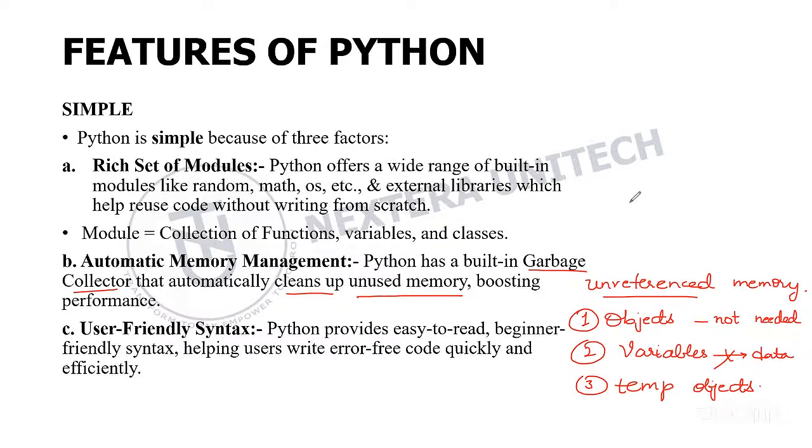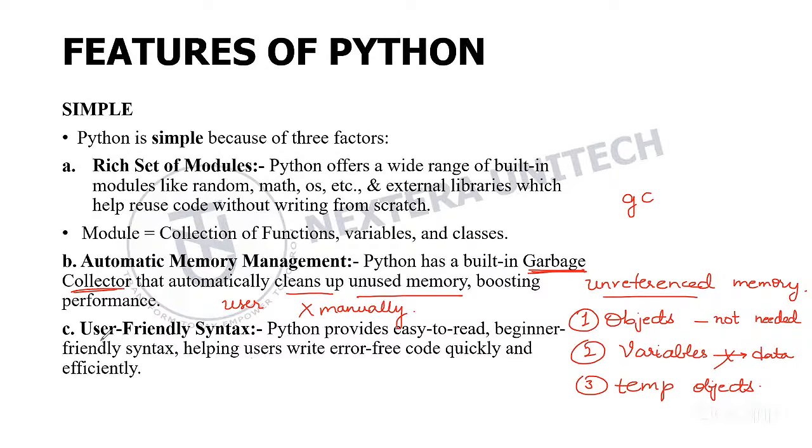What the garbage collector, or your GC module, does is automatically clean up your unused memory, and then give that memory to the variables or objects which are in need of memory. So the user or the programmer doesn't have to manually clean the memory space and allocate it to other objects or variables. Python gives us this feature.